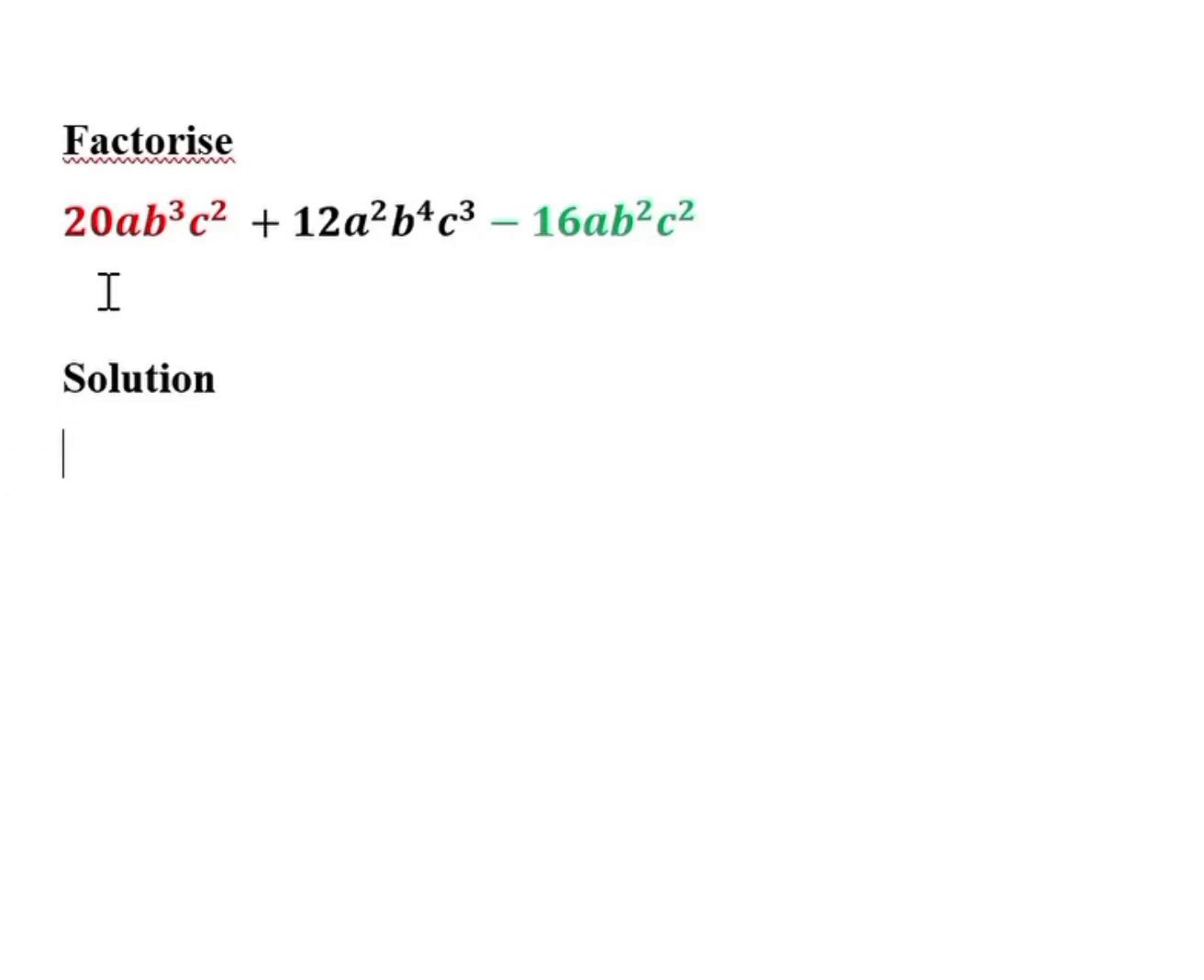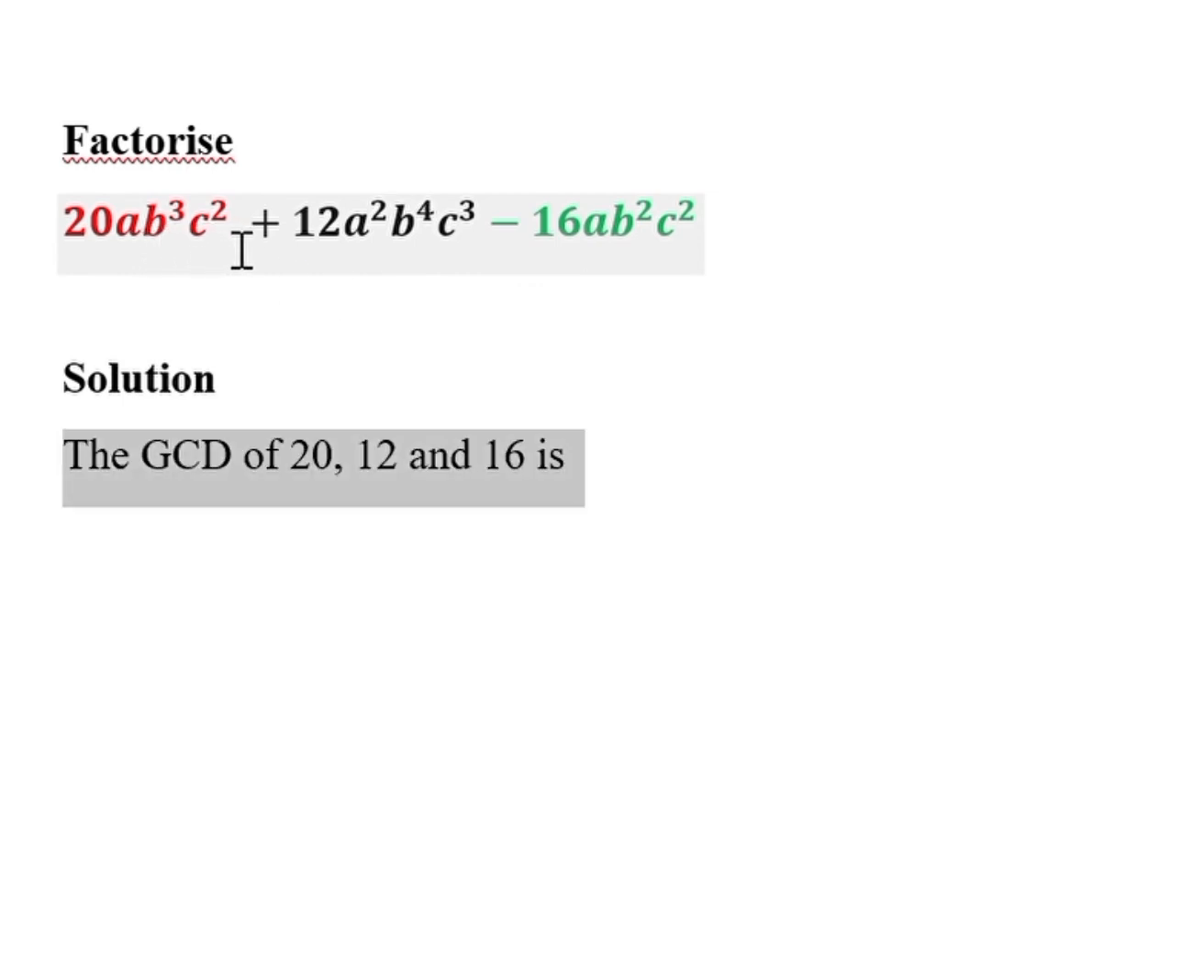We are supposed to factorize the following algebraic expression. Now what we do, we first of all have to identify the greatest common divisor for the numbers 20, 12, and 16, and then that one of these letters A, B, and C that we have with powers.